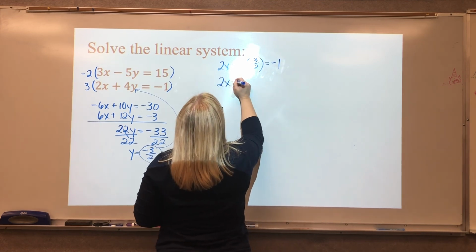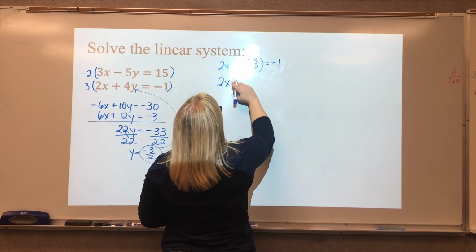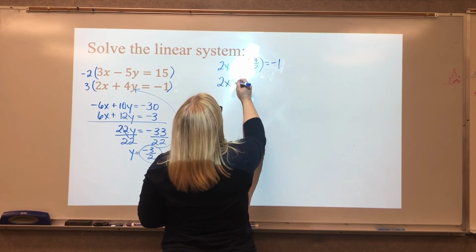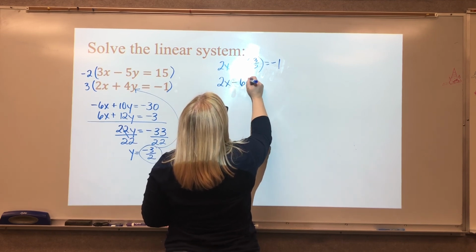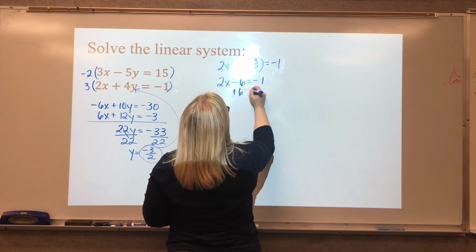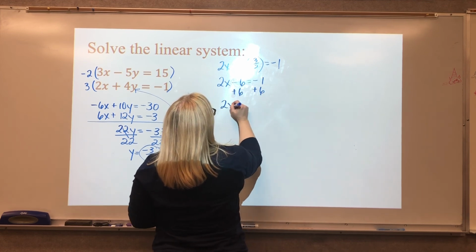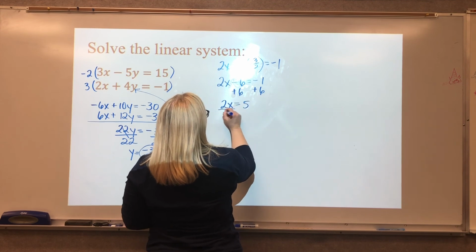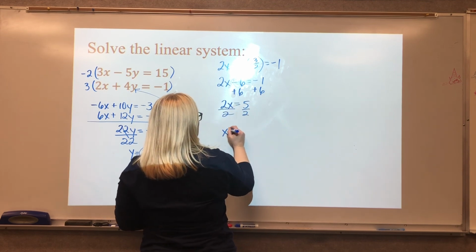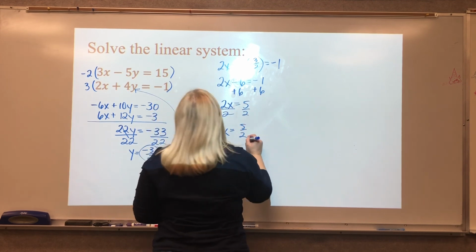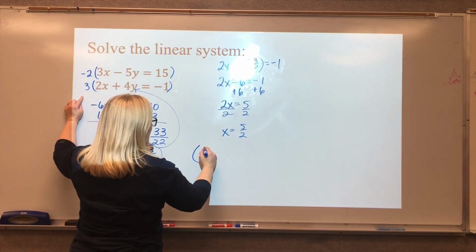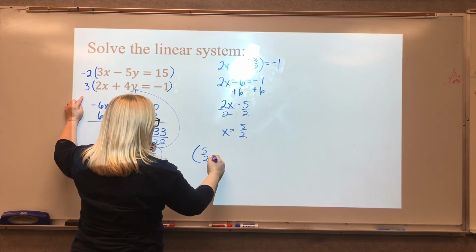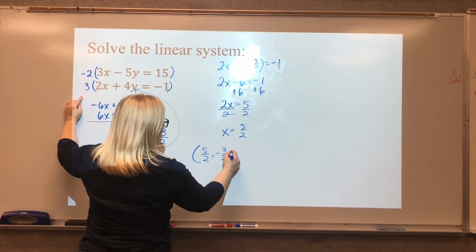So 2x minus 6 equals negative 1. I add 6. 2x equals 5. Divide by 2, and I get x equals 5/2. So the answer to this problem is 5/2 and negative 3/2.